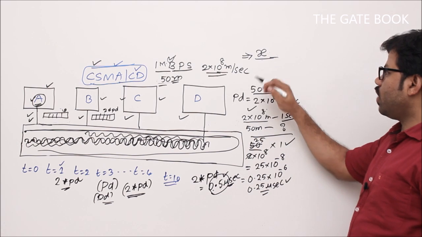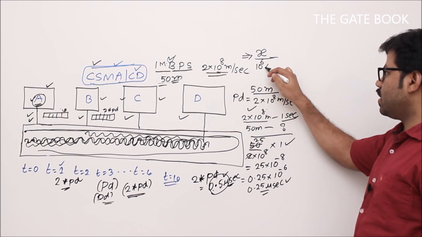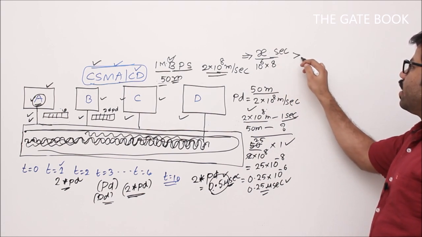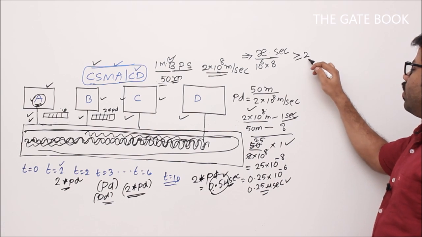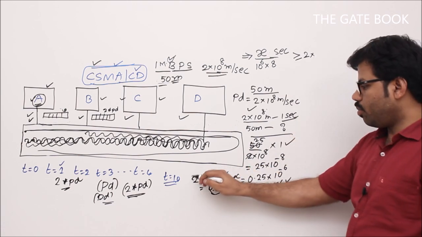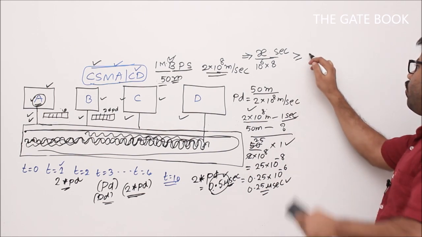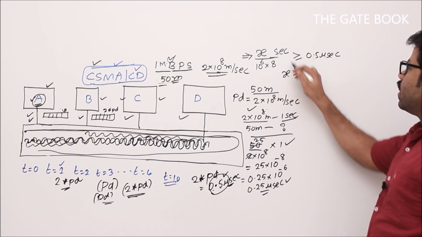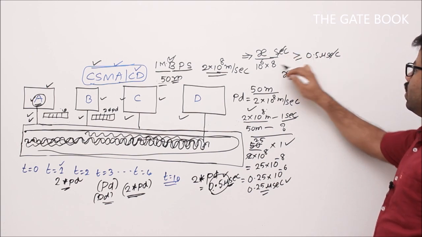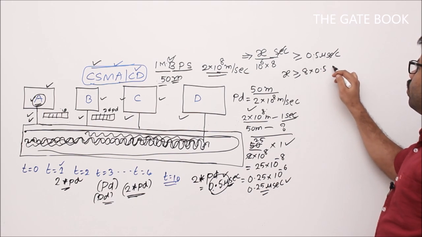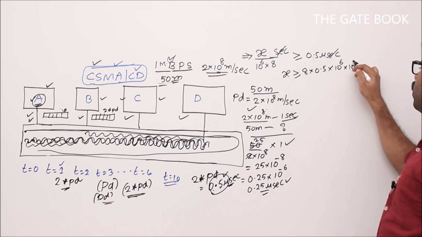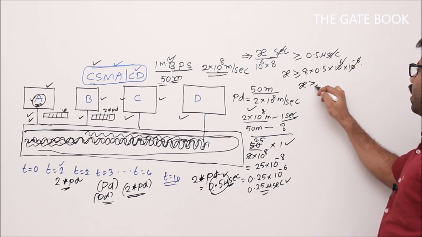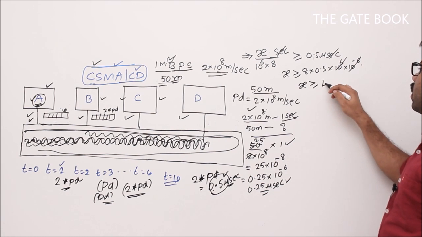So if I take 1 mbps, what happens? It will be 10 to the power of 6 bits per second, and a byte is nothing but 8 bits, correct? So x by that bandwidth should be greater than or equal to 2 into propagation delay. What is 2 into propagation delay? We know it, that is 0.5 microsecond. So x is greater than or equal to, the second will be cancelled, you get 8 into 0.5 into 10 to the power of 6 into micro. Micro is 10 power minus 6, right? So minus 6 and plus 6 will be cancelled. Then you get x greater than or equal to 8 into 0.5, which is nothing but 4.